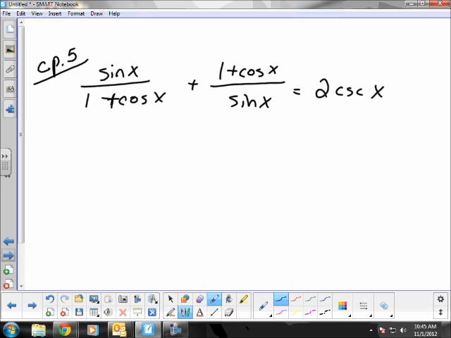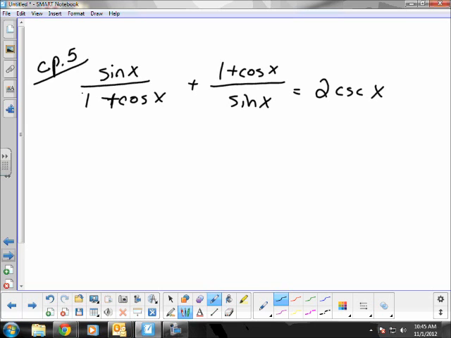Can't. That's only if I've got one thing on the bottom and two things on the top that I can pull apart like that. We're going to have to get a common denominator and actually push it together. So what is my common denominator? Both of them multiplied together, right? There's not anything in common with the two.